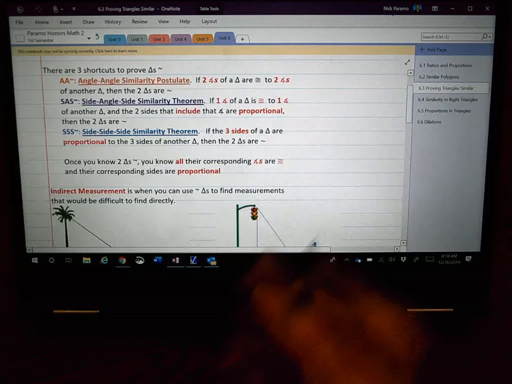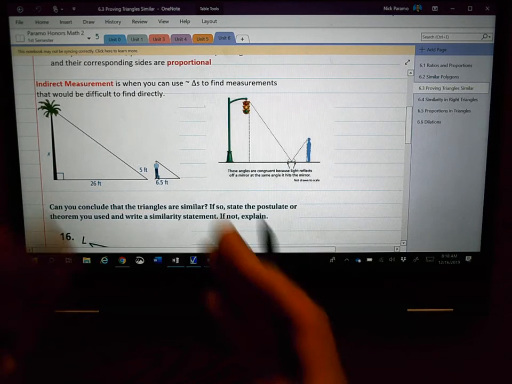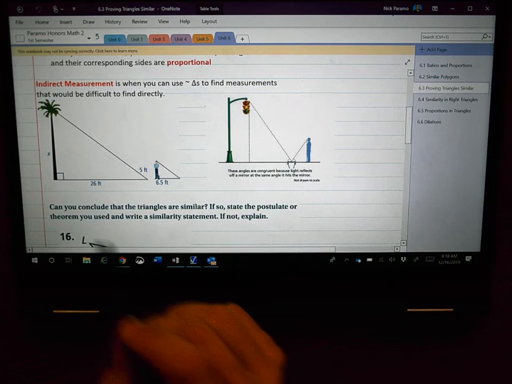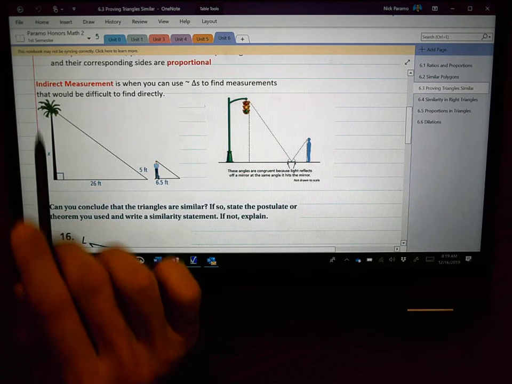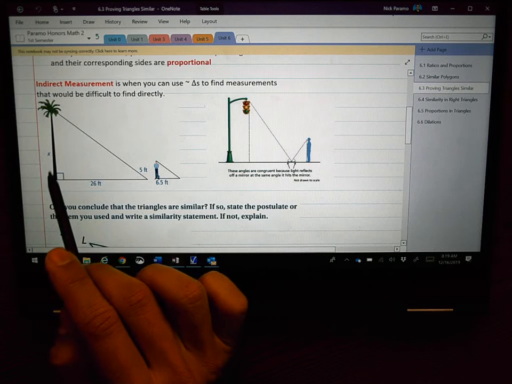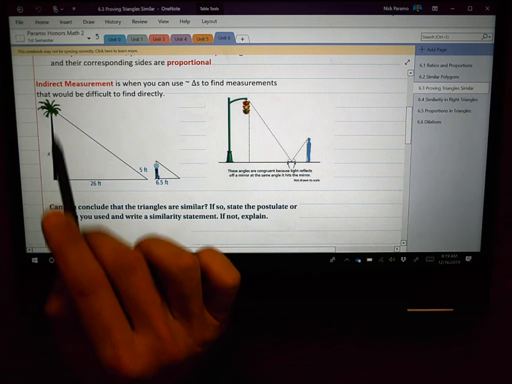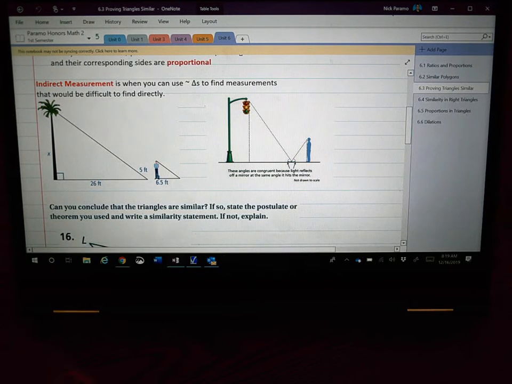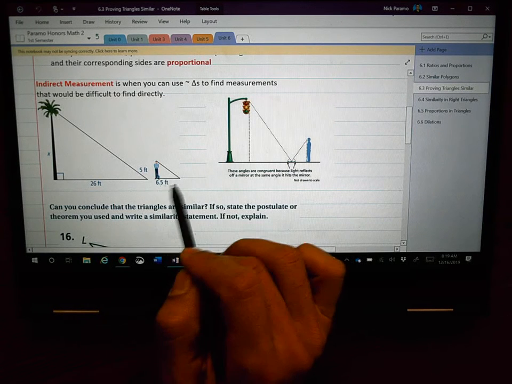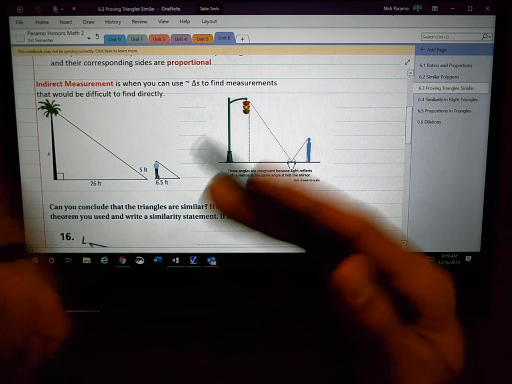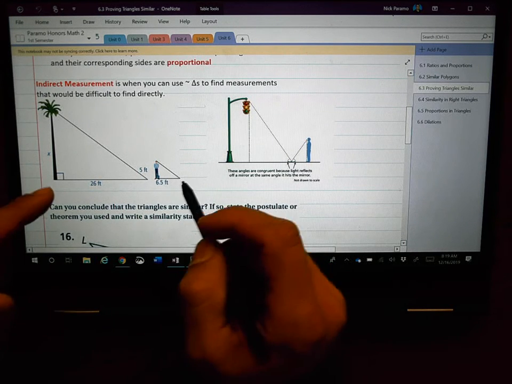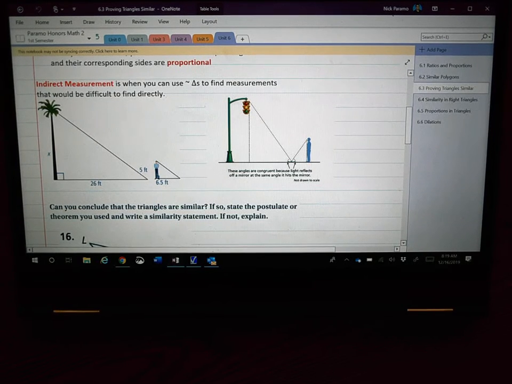We looked for overlapping things. We also could use similar triangles to find the height of very, very tall things that would be almost impossible for us to figure out, just like trying to measure from here up to the top of a palm tree. That would be hard. But with similar triangles, we could just use a shadow, which is easy to measure, and a height, and a shadow and a height at the same time of day. Those are going to be similar triangles by angle-angle.